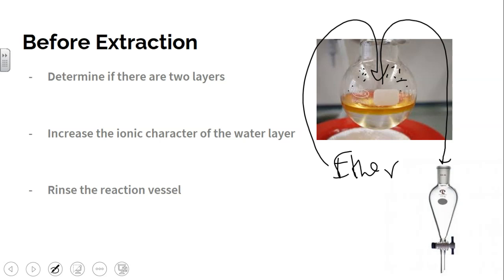You take that after you have already added it to the SEP funnel, you swirl it around, and then you add that to this. All that's going to do is increase the level of the organic layer. The organic layer is going to increase in height or in volume because you've added just a little bit of solvent to it. Again, it's another way to make sure that you're getting as much of the organic compound as possible.